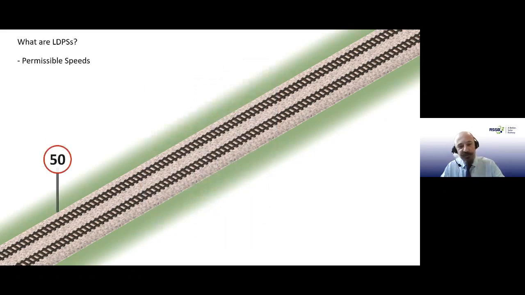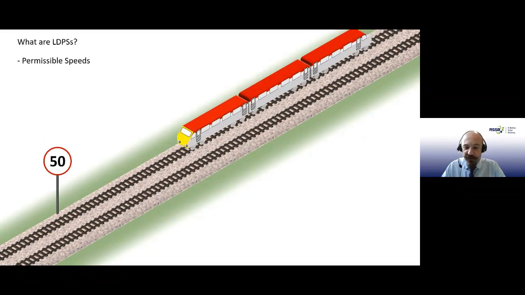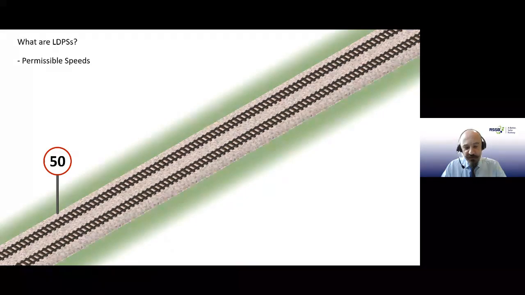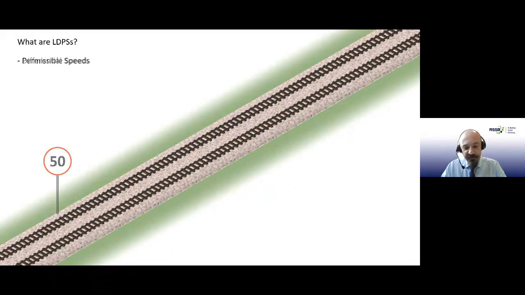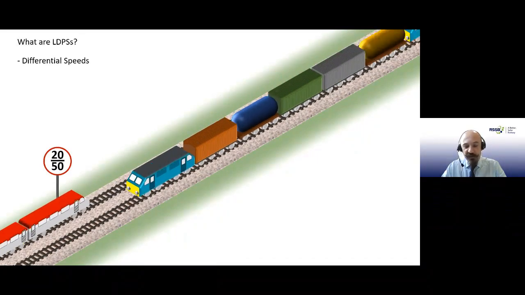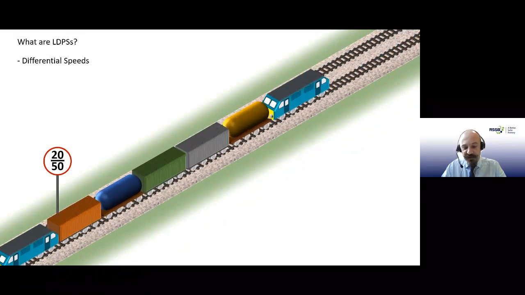Permissible speeds set the maximum speed at which trains can operate over a section of line. On some sections, a single speed applies to all trains. At others, differential speeds apply. Differential speeds describes the situation where different types of trains or rolling stock are permitted to travel at different maximum speeds on the same section of line.